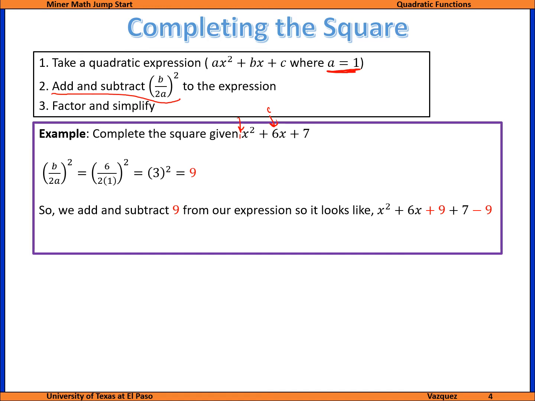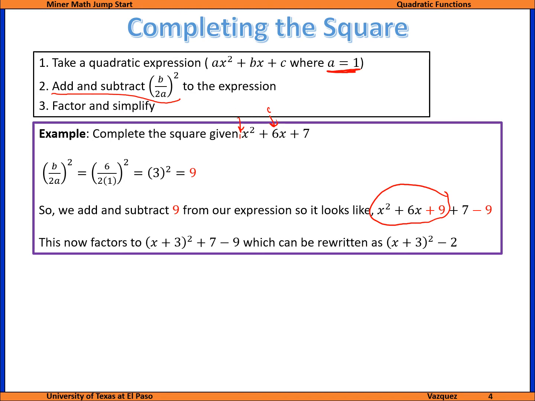And what does that do? What that does, how we completed the square, is now try to factor this instead. If you try to factor this, it's a lot easier. It's a perfect square, actually. It becomes x plus 3 squared, and then we still have the 7 minus 9. That becomes negative 2.